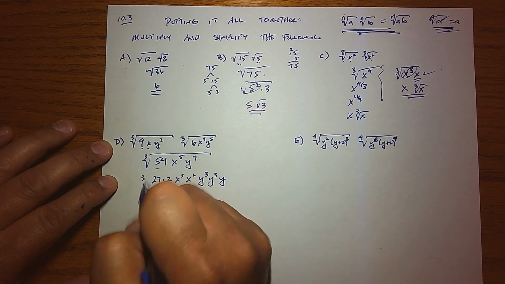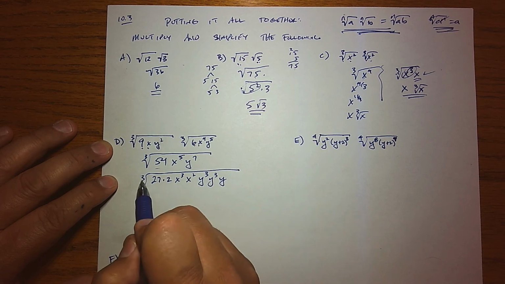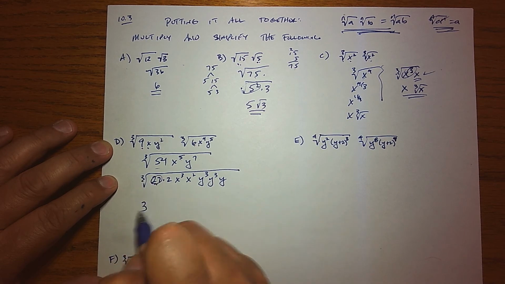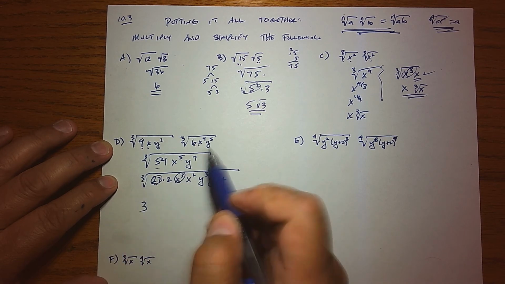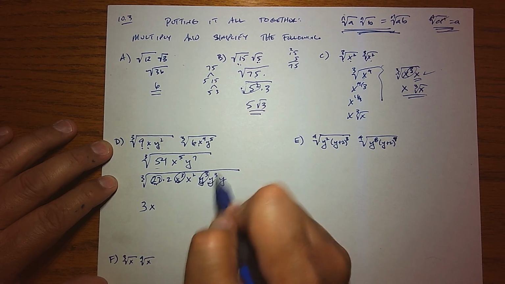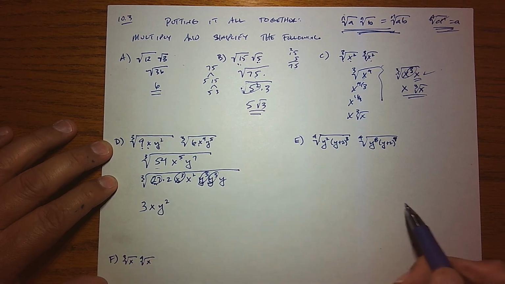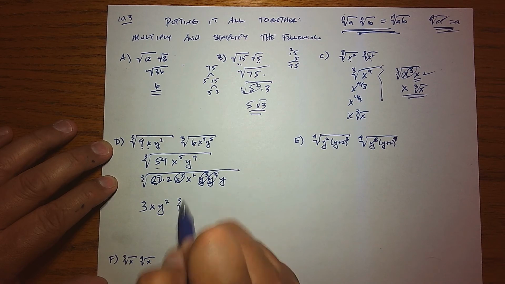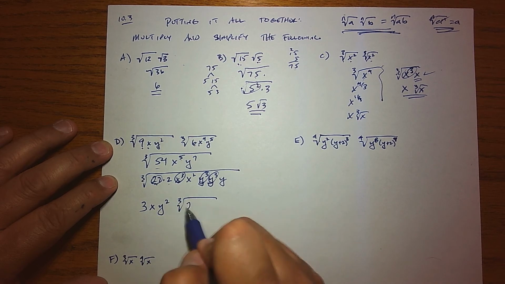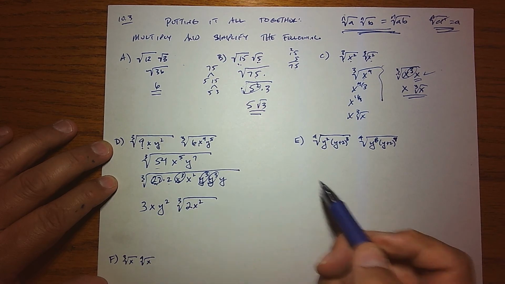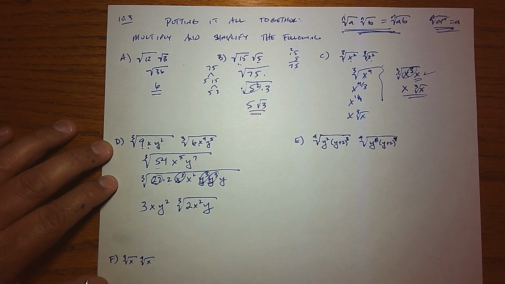And so we're taking the cube root of each piece. So we know that the cube root of 27 is a 3. There's an x that's going to come out, and a y and a y, so we have y squared. What gets left behind is everything else. So a 2 stays in the radical, an x squared stays in the radical, and a y stays in the radical.